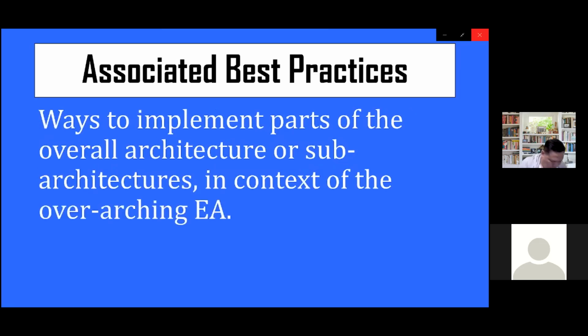And finally, the associated best practices. These are ways to implement parts of the overall architecture or sub-architecture in the context of the overarching EA. Basically, it's the non-tangible things: our values, all of the best practices, how we do things in the company. It's also part of the enterprise architecture.